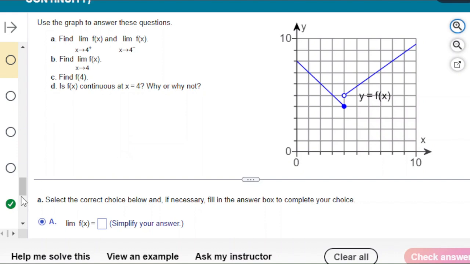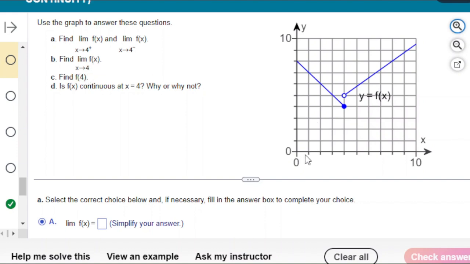Okay, now what about this one? Use the graph to answer these questions. Find the limit as x approaches 4 from the right, that's what the plus means, of f of x, and find the limit as x approaches 4 from the left of f of x. So again, this is not positive 4 and negative 4. This is positive 4 in both cases here, but we're approaching from the right or from the left. And then part B, what's just the limit as x approaches 4, the two-sided limit.